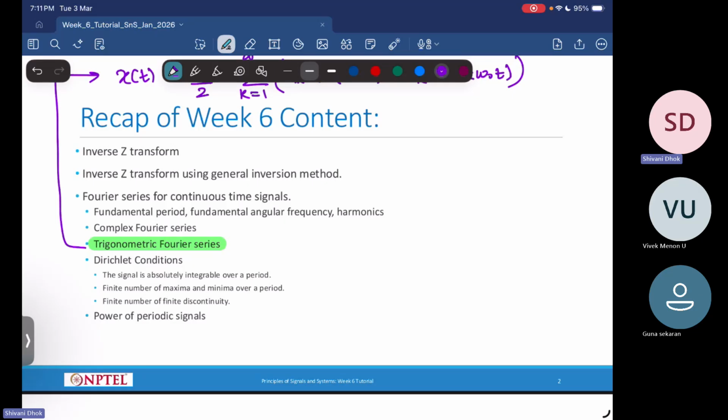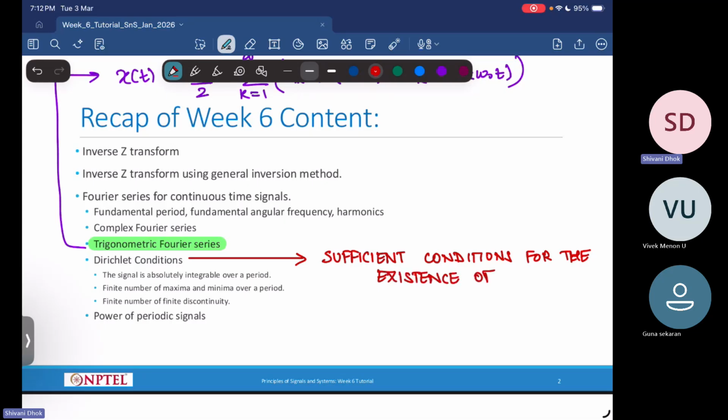Then we looked at something known as Dirichlet's conditions. And what are these Dirichlet conditions? These Dirichlet conditions are basically sufficient conditions for the existence of Fourier series. Okay, so these are sufficient conditions, not necessary.